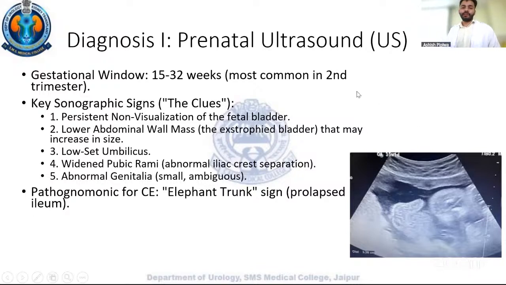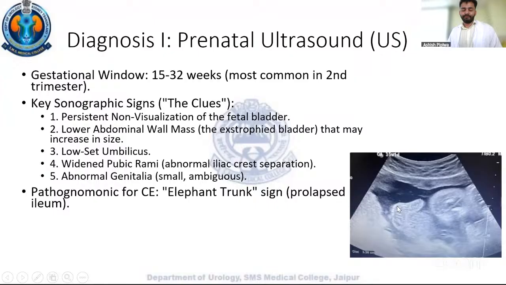For diagnosis, it can be diagnosed on prenatal ultrasound. The gestational period is 15 to 32 weeks, and it is most commonly diagnosed in the second trimester. The clues on ultrasound are persistent non-visualization of the fetal bladder, a lower abdominal wall mass that is the exstrophied bladder, a low-set umbilicus, widened pubic rami, and abnormal genitalia. And the pathognomonic feature we can see in this ultrasound: this is the bladder plate, and this is the prolapsed ileum. This is the elephant trunk sign.